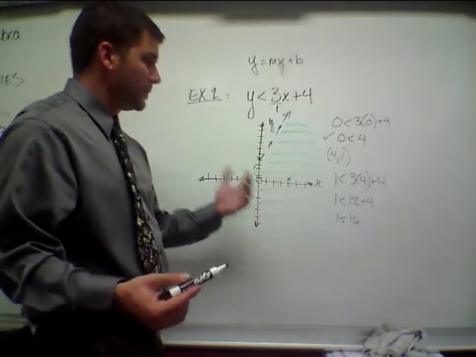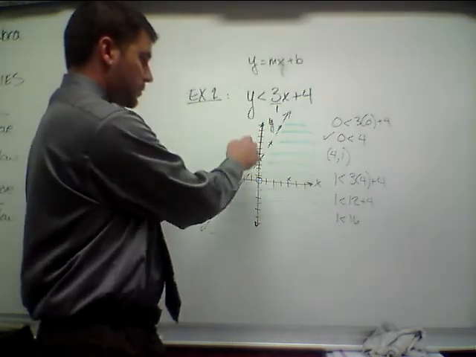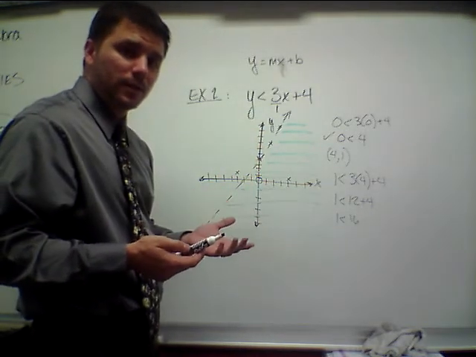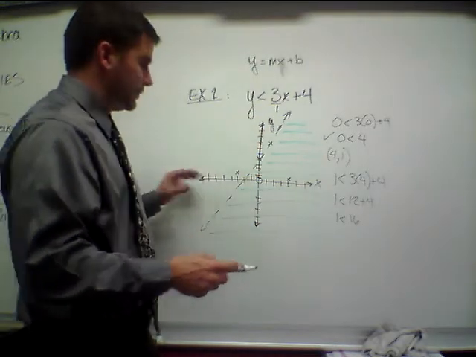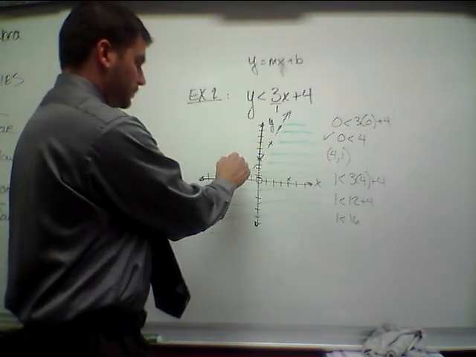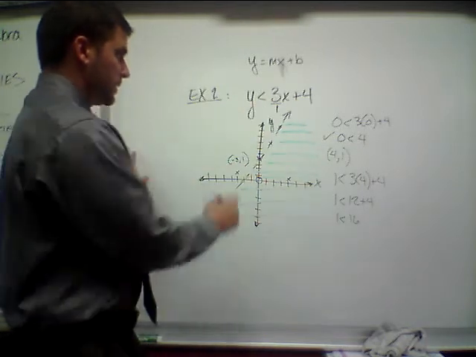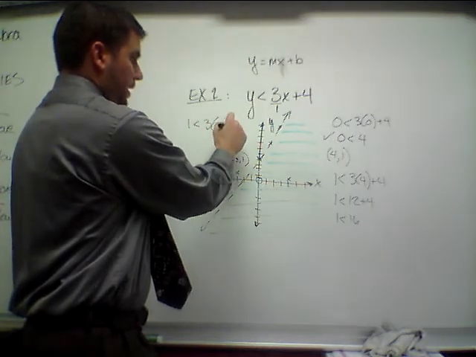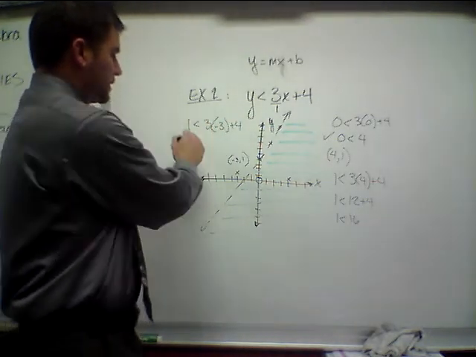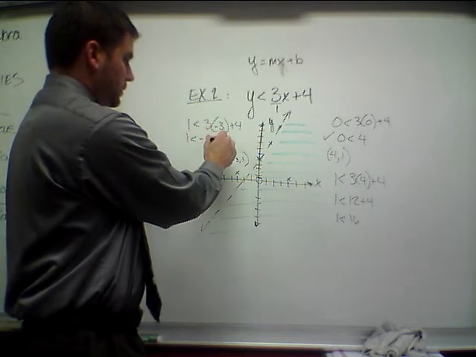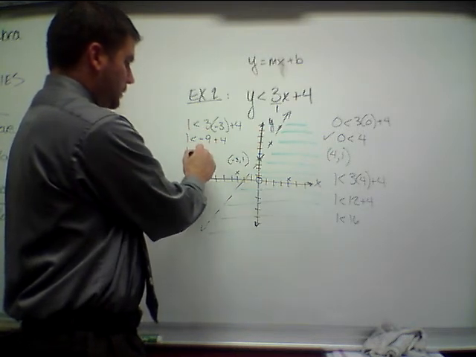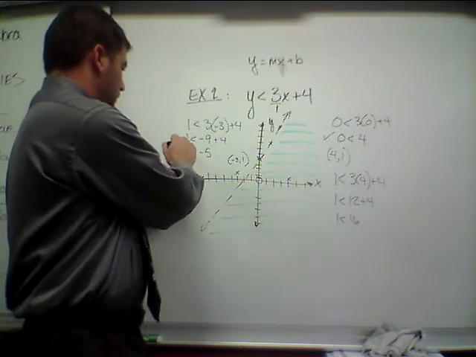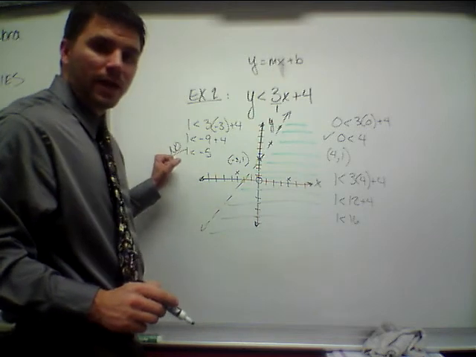So as an example, let's pick one that might not be true. Let's pick one somewhere over here, like (-3, 1). Still want to try to keep the numbers easy, but something on the other side. So plugging this in, 1 is y, and -3 is my x. So 3 times -3 is -9, plus 4. Now 1 is not less than -5, meaning that this is not in the shaded region.